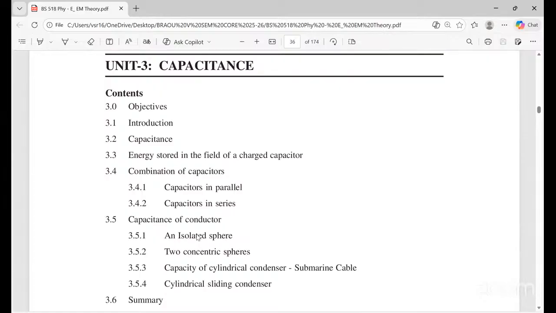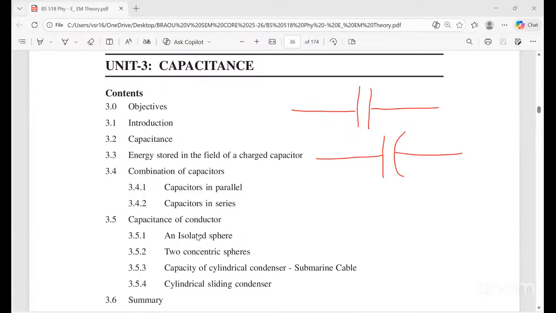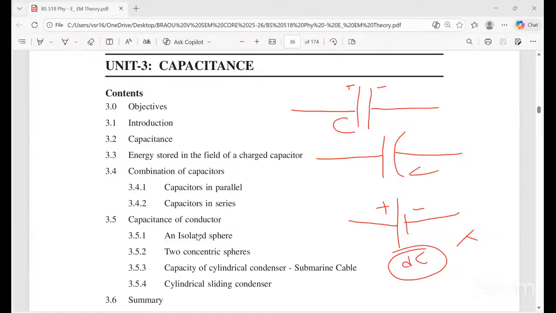So the symbolic representation looks like this, and the other one is also like this. This is also a capacitor. One is a positive plate, another one is a negative plate. This is positive and this is negative. This is not a capacitor; this is a DC battery. This is a capacitor. This is also a capacitor.